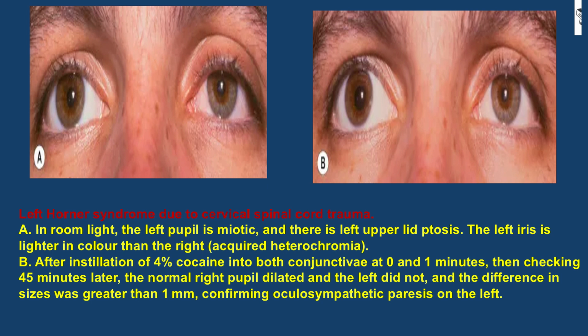After instillation of 4% cocaine into both conjunctiva at 0 and 1 minutes, then checking 45 minutes later, the normal right dilated and the left did not, and the difference in the sizes was greater than 1 mm, confirming oculosympathetic paresis on the left.